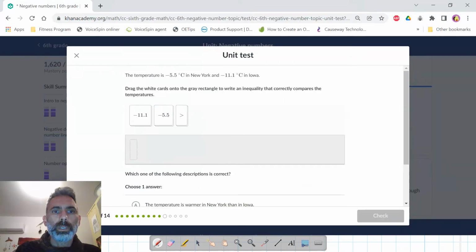The temperature is negative 5.5 degrees Celsius in New York and negative 11.1 degrees Celsius in Iowa. Drag the white cards onto the gray rectangle to write an inequality that correctly compares the two temperatures. Okay, so negative 5.5 is greater than negative 11.1.